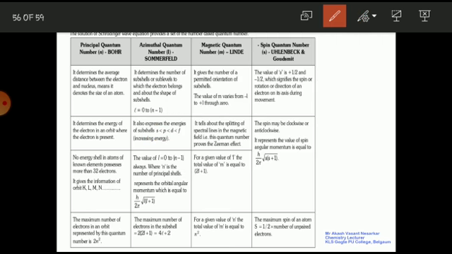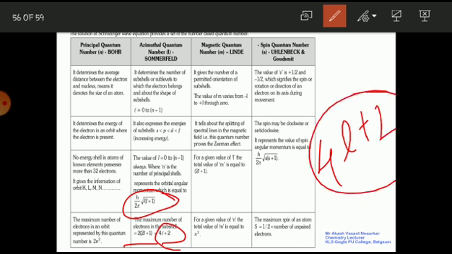Next, the value of l is equal to 0 to n minus 1 always, where n is the number of the principal shell. It represents the orbital angular momentum, which is equal to h upon 2 pi times the square root of l into l plus 1. Next, the maximum number of electrons in the subshell. We can calculate the number of electrons in a subshell by using the formula 2 into 2l plus 1, that is 4l plus 2.